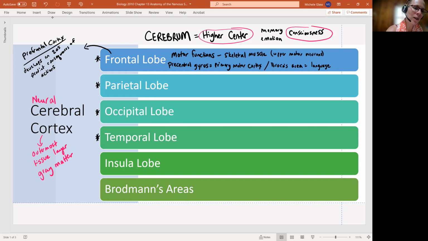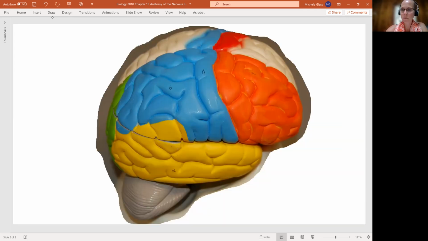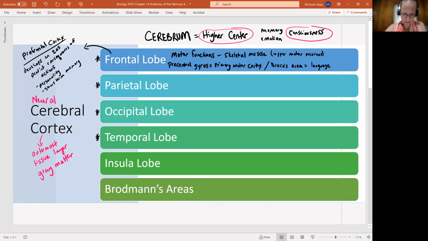We see a lot of our personality is kind of housed here. And we see a lot of our short-term memory is kind of housed in this particular location as well. Moving to the parietal lobe, we'll see it has an involvement in what's called somatosensation.